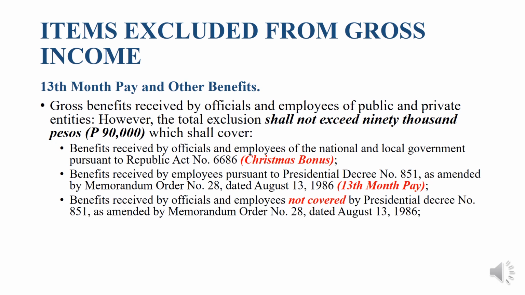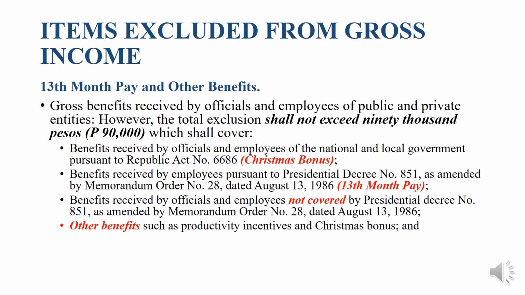We also have benefits received by officials and employees not covered by Presidential Decree number 851 as amended by Memo number 28. Okay? And other benefits such as productivity incentives and Christmas bonus, and of course, the de minimis benefits in excess of their statutory limits. Okay, so we'll discuss the de minimis benefits later on in our succeeding lessons. So always remember that the total amount of these five items should not exceed 90,000 pesos to be excluded from the gross income. However, if the total amount exceeds 90,000, the excess shall be taxable.